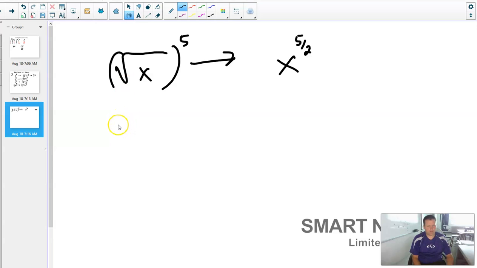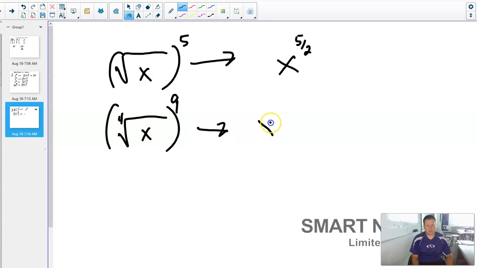Looking at this next one, let's say we got the 4th root of x to the 9th. If I wrote that as a rational exponent, it'd be x to the, again, my root goes as my denominator, so that's the 4, and then the 9 goes as the power.